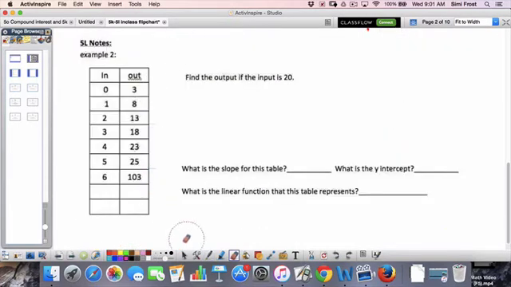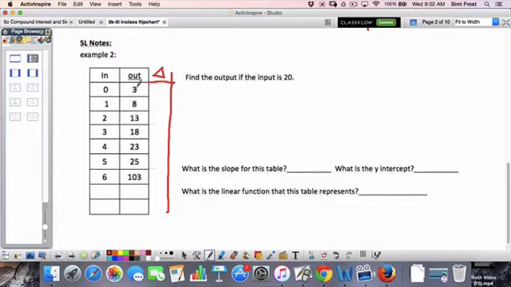Okay, coming here, find the output if the input is 20. So what we're going to want to do here is first find out if it's a linear function, because if it is, then we can write a linear equation and then find that output. So let's see what this is going up by making a delta column. And if there's a pattern, or they're all the same, it's a linear function.